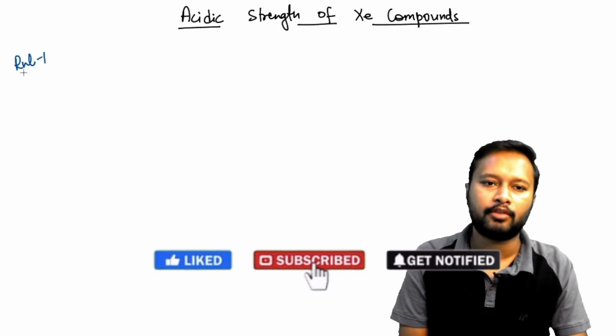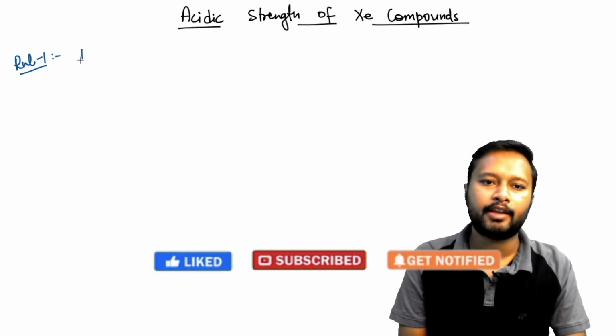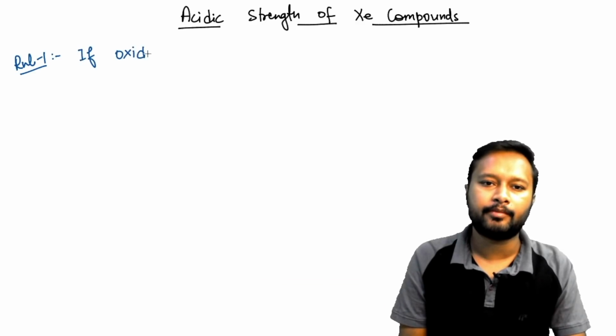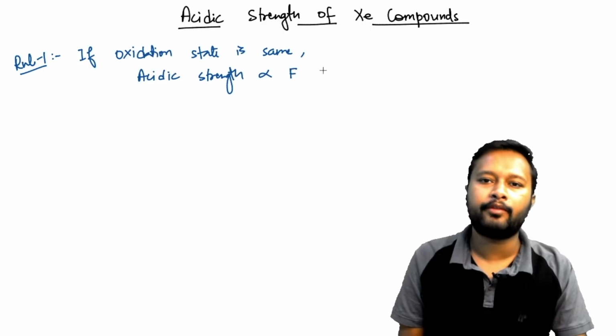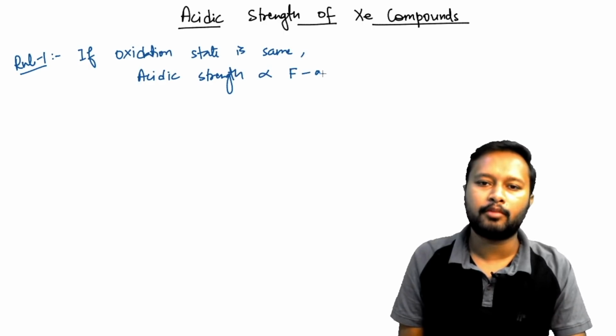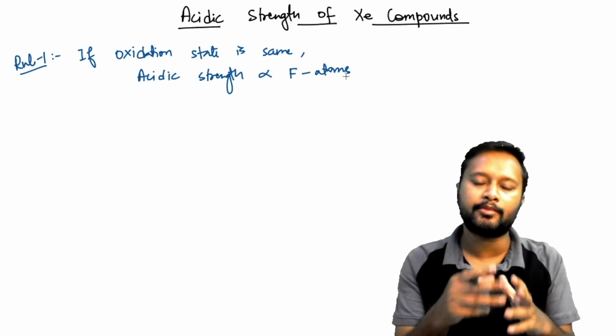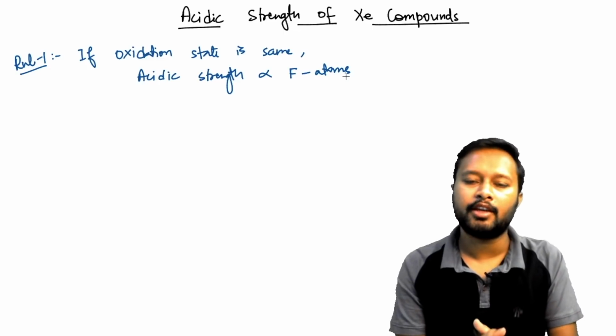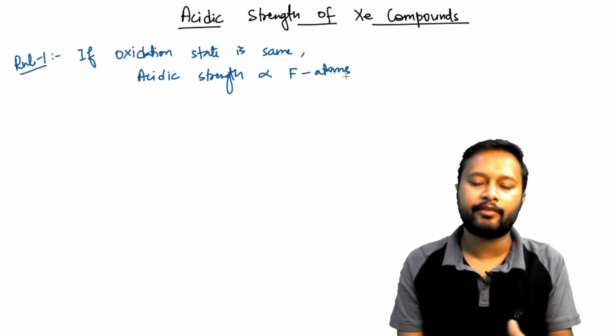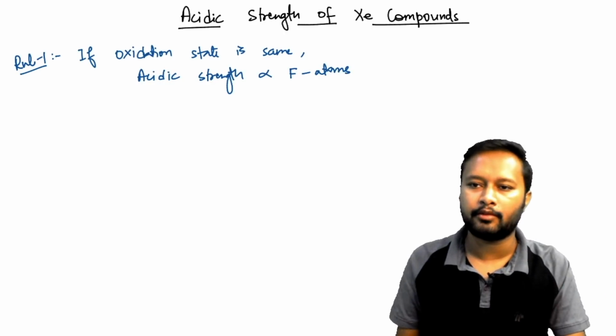So the first rule, rule number 1, says that if the oxidation state is the same, in that case your acidic strength is proportional to the number of fluorine atoms. Sometimes you will also see this as F content. Don't get confused if you see F content somewhere, but simply we can say number of fluorine atoms.